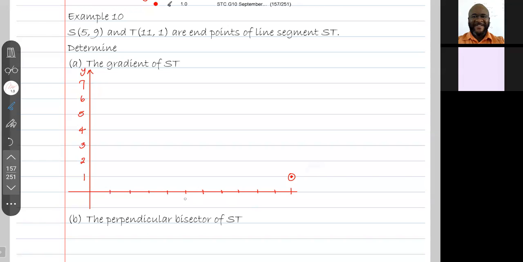8 and 9. All right. 1, 2, 3, 4, 5. Vertical. 9 would put me somewhere around up here. All right, so that's (5, 9). Let me remove this line. So this is S, which is (5, 9), and this is T, which is (11, 1). This is line segment ST.